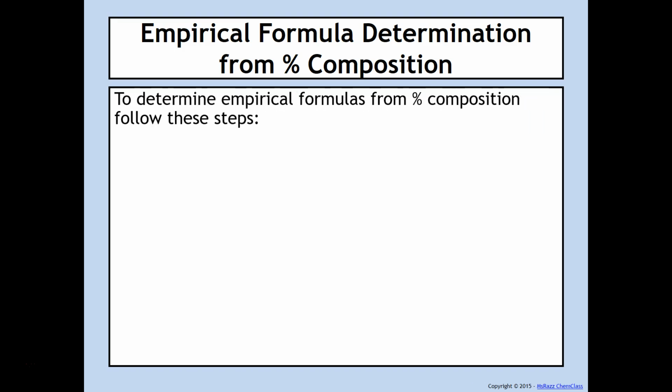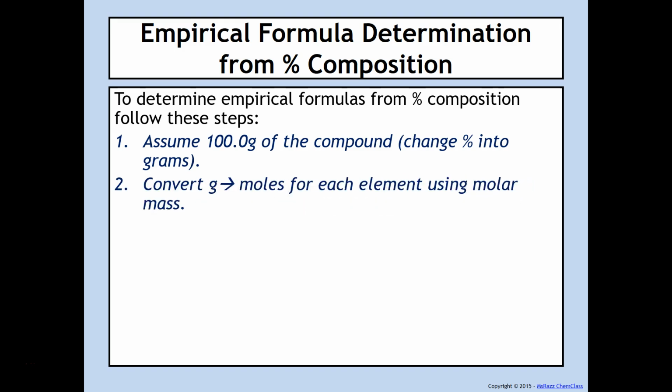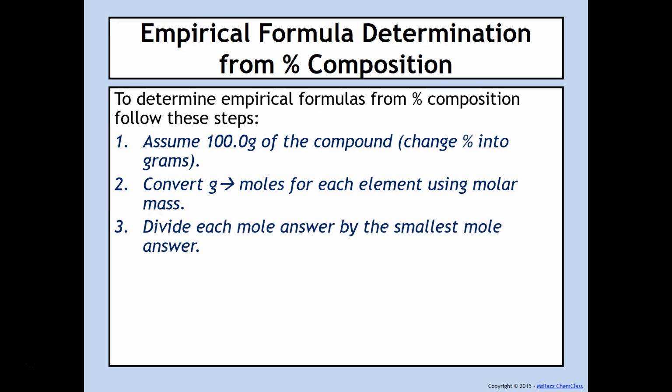To determine the formulas from percent composition, these are the steps that you need to follow. Step one is that you have to assume that you have 100 grams of the compound. So you're going to change the percent into grams. Step two is to convert grams into moles for each element using the molar mass. Step three is to divide each mole answer by the smallest mole answer.